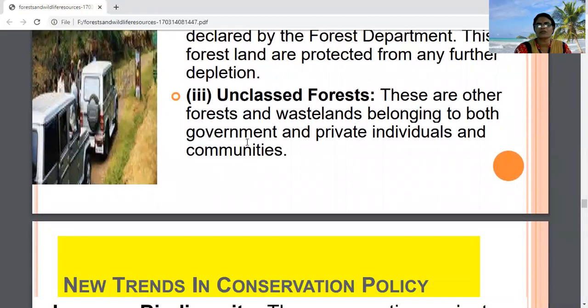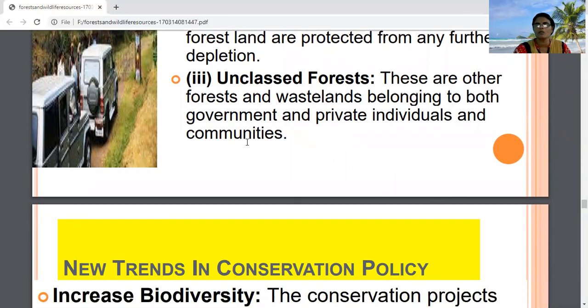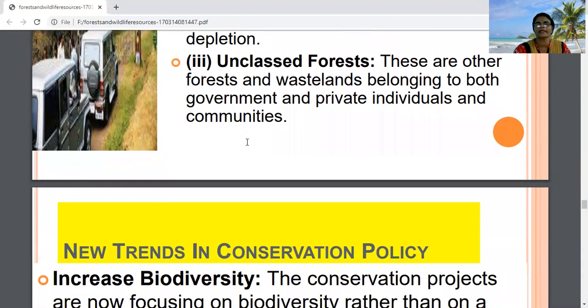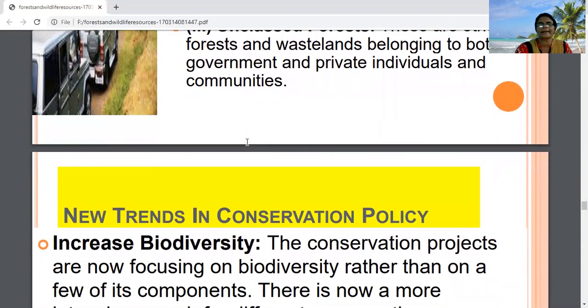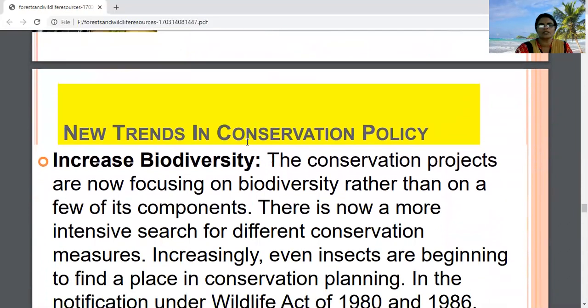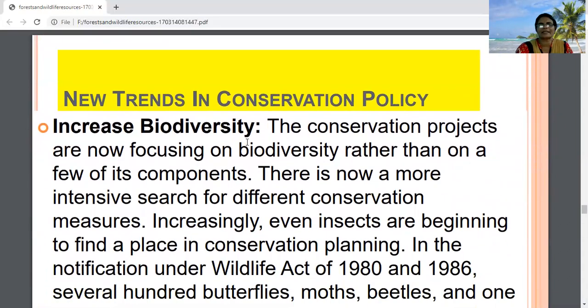Third is unclassed forests. Unclassed forests are those forests which are not classified as reserved or protected. These are other forests and wastelands belonging to both government and private individuals and communities. So, who owns these forests? These forests are owned by government, private individuals and communities. So, these are the three categories of forests. Now, new trends in conservation policy.